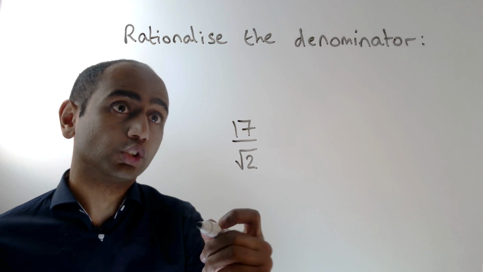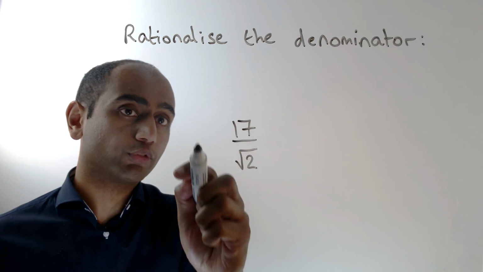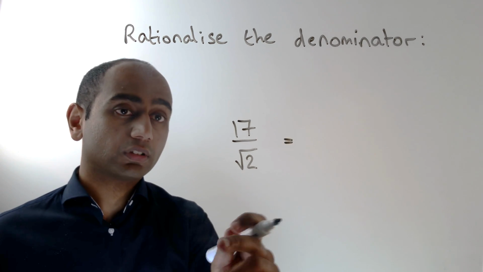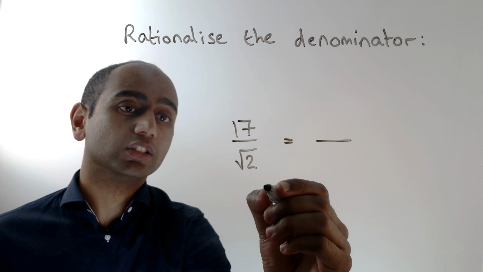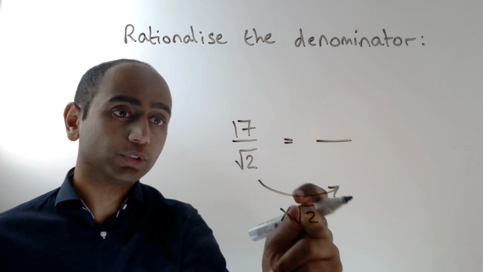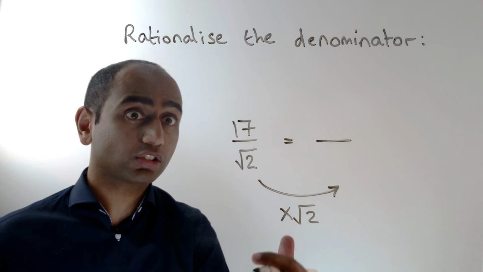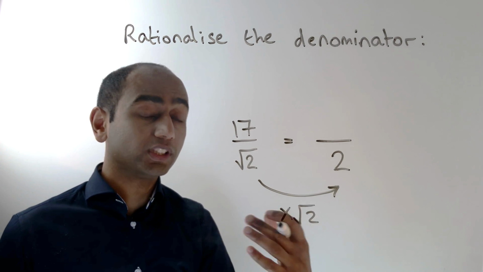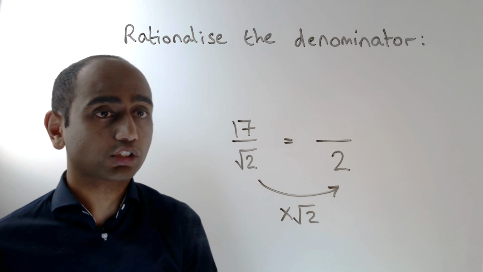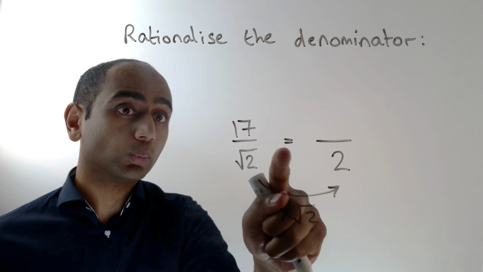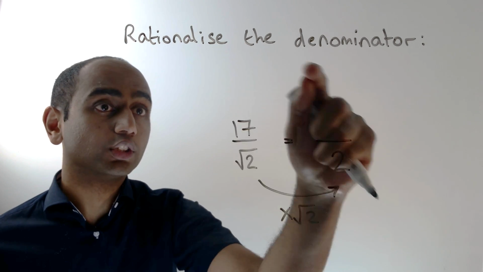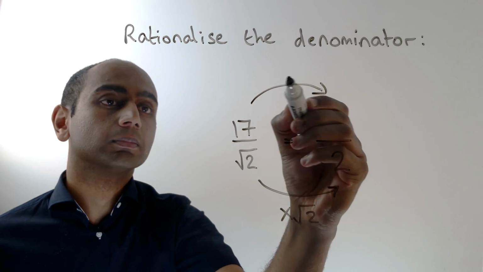The first question wants us to rationalise the denominator of 17 over root 2. To get rid of this square root of 2, what we can do is multiply by the square root of 2. The square root of 2 times the square root of 2 is just 2. Remember, that's the whole point of a square root. If you multiply it by itself, it gives you the number inside the square root. Now, we want an equivalent fraction, so whatever we've done to the bottom, we have to do to the top as well.